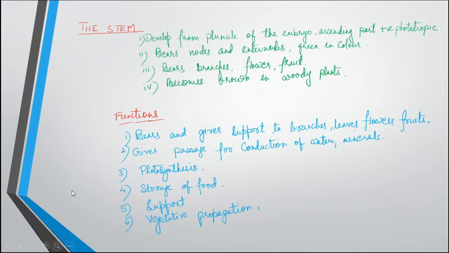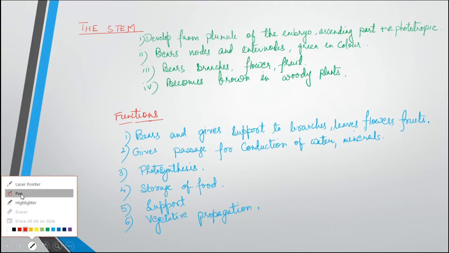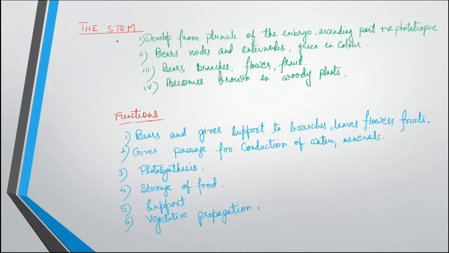Now the next part is the stem. The stem arises from the plumule of the seed or the embryo, and the stem is positively phototropic, that is, it grows towards the light and away from gravity. It develops from the plumule of the embryo and is the ascending part toward the upper side. It bears nodes and internodes. It is usually green in color, bears branches, flowers, fruits, etc., and becomes brown in woody plants later on.